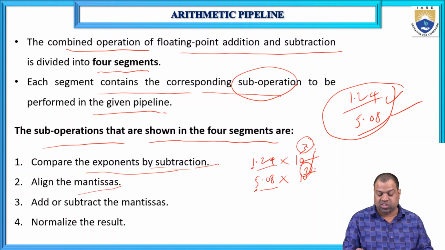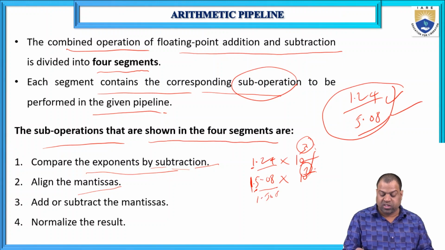After that, two digits are there. So is it balanced? Yes, the mantissa is balanced. Then no need to align. If it is not balanced, here 1.24, here 15.08, so what do we have to do? We have to balance, like 1.508.